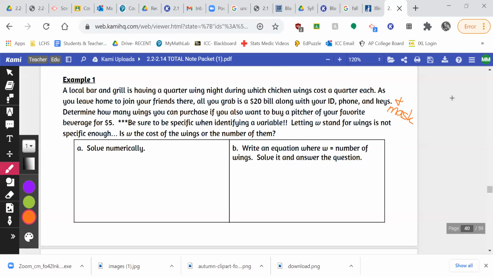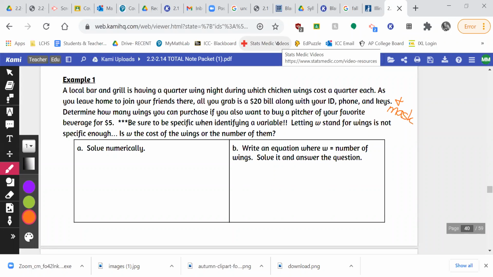All right, so if we look at this numerically, we've got a $20 bill, and this is assuming there's nothing else we have to worry about, like tax or tip or any sauces. It's all part of it. Don't worry, we'll get to that stuff.